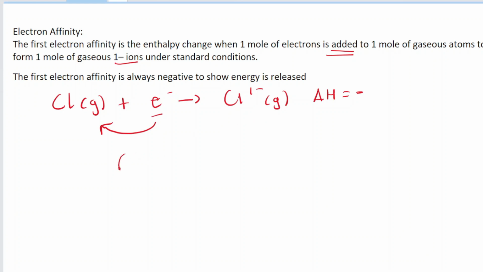Remember, in ionization energy, you remove an electron from the outermost shell, so you have to give it energy to remove it. But this time you're doing the opposite. The electron is combining over here, so this is an exothermic reaction.